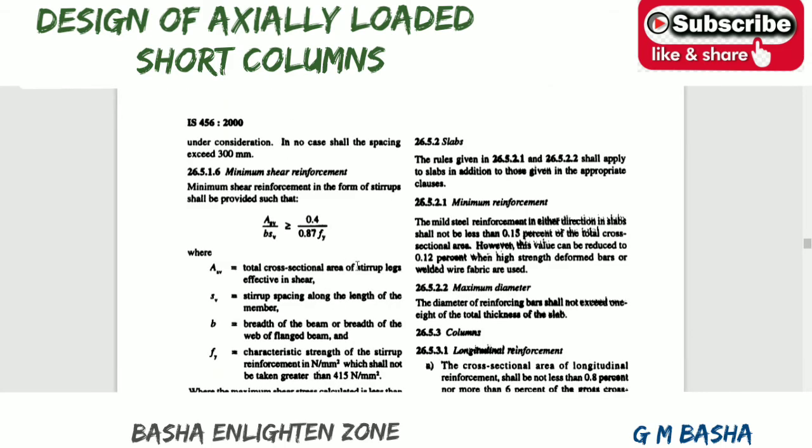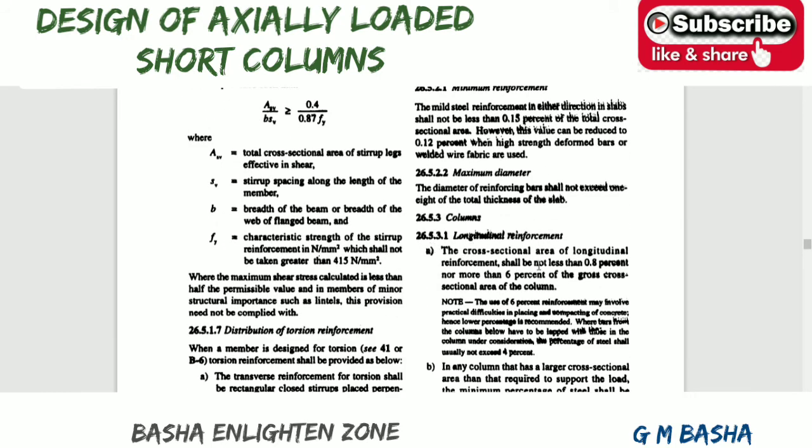See here, 26.5.3. So here they are mentioned. The cross-sectional area of the longitudinal reinforcement shall not be less than 0.8% nor more than 6% of the gross cross-sectional area. Means the steel we are providing for the longitudinal reinforcement shall not be less than 0.8% of the gross cross-sectional area and not more than 6% of the gross cross-sectional area.